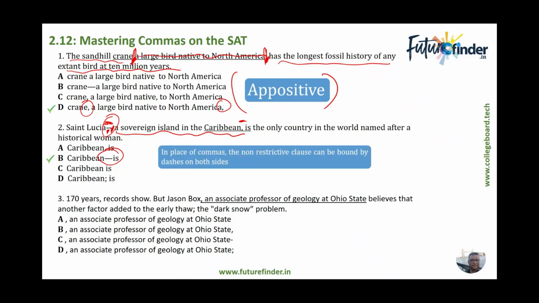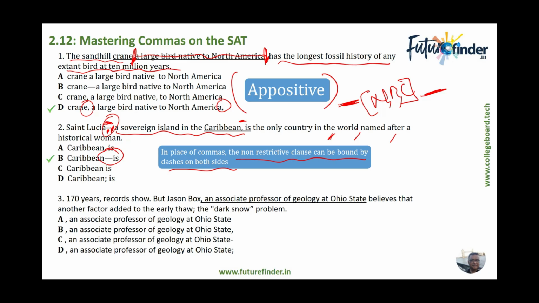In place of commas, the non-restrictive clause can be bound by dashes on both sides. Typically, they are bounded by dashes on both sides when we have got internal commas, just to make it clear in the sentence when the non-restrictive clause starts and when the non-restrictive clause ends. If it has got internal commas, typically to make it clear that this whole portion is the non-restrictive clause, we would use a dash instead of a comma.